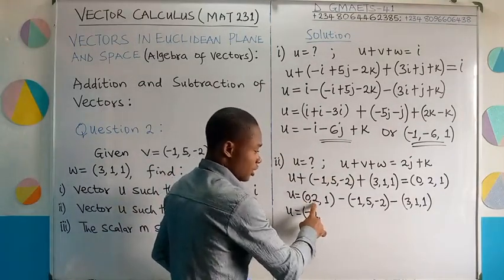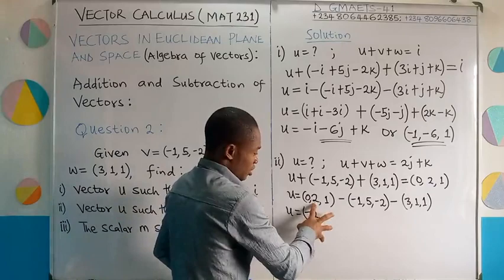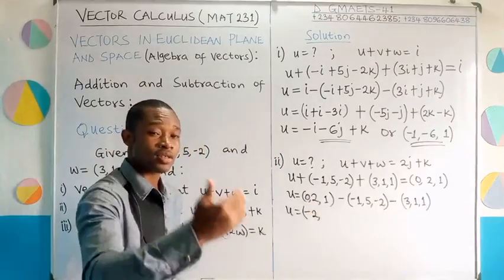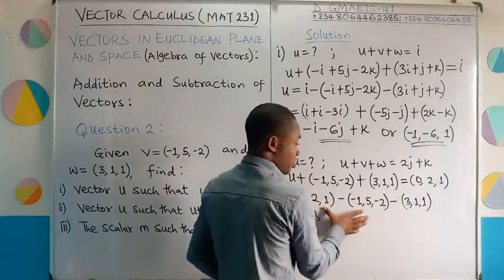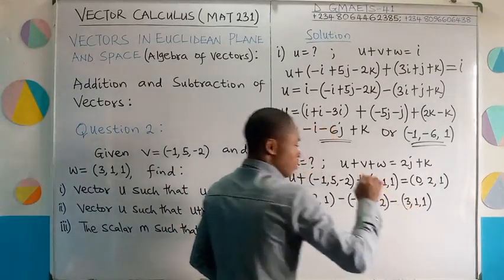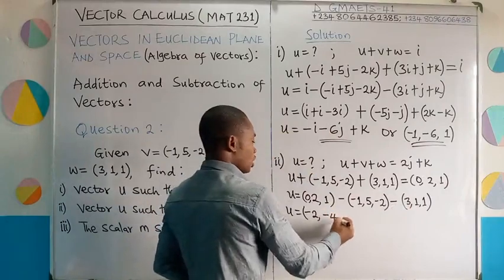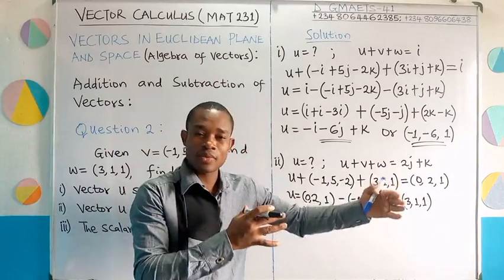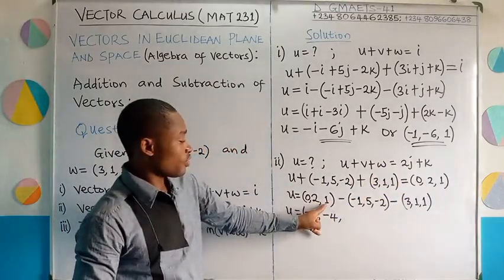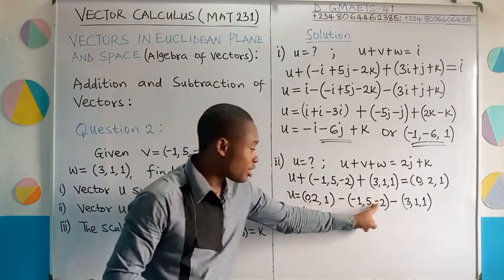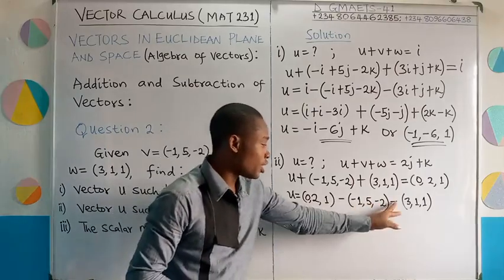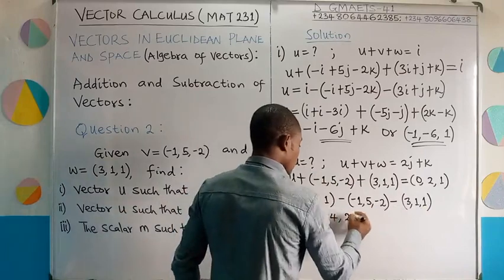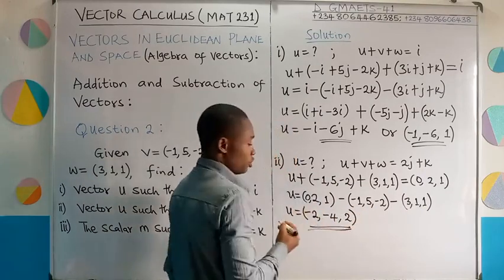Coming to the y term, this is 2, then minus 5. 2 minus 5 is going to give us minus 3. So we have minus 3 from here, and then minus 1. Minus 3 minus 1 will give us minus 4. Okay, then finally the z term. That's the k component of the unit vector. From here we have 1. Minus minus 2 gives us plus 2. 1 plus 2 is 3. Then here we have minus 1. So 3 minus 1 is going to give us 2. And so this is the value of our u.